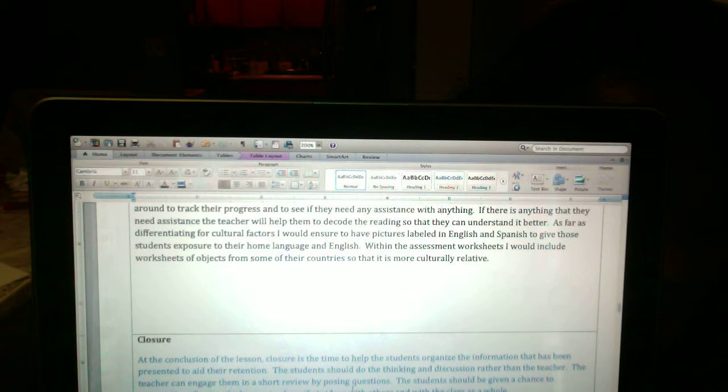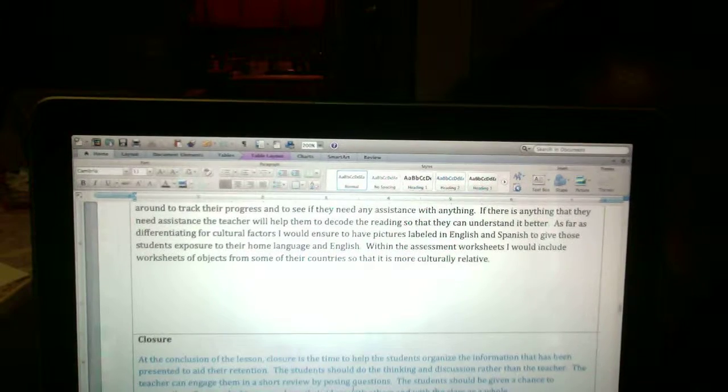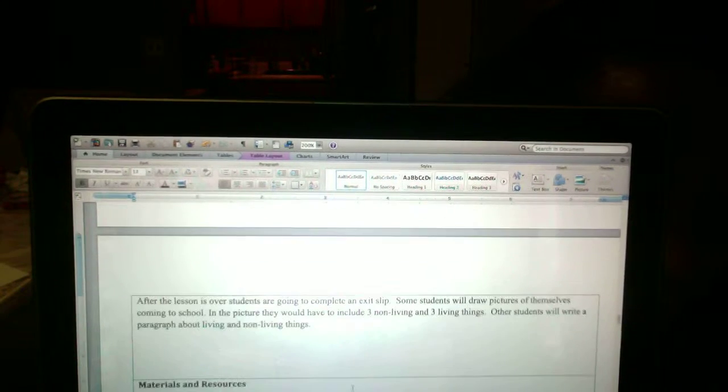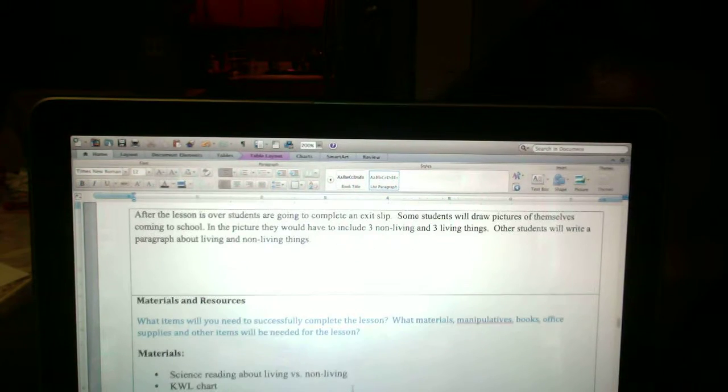The assessment worksheets, where I work with the students on the rug area, I would try to incorporate some pictures of things that are familiar to them from their culture, different types of animals from their country that they might be used to seeing. That way, it might be able to bring them into the lesson a little bit more. Just moving along here, I discussed the fact that they're going to have an exit slip, and I discussed the materials with you.